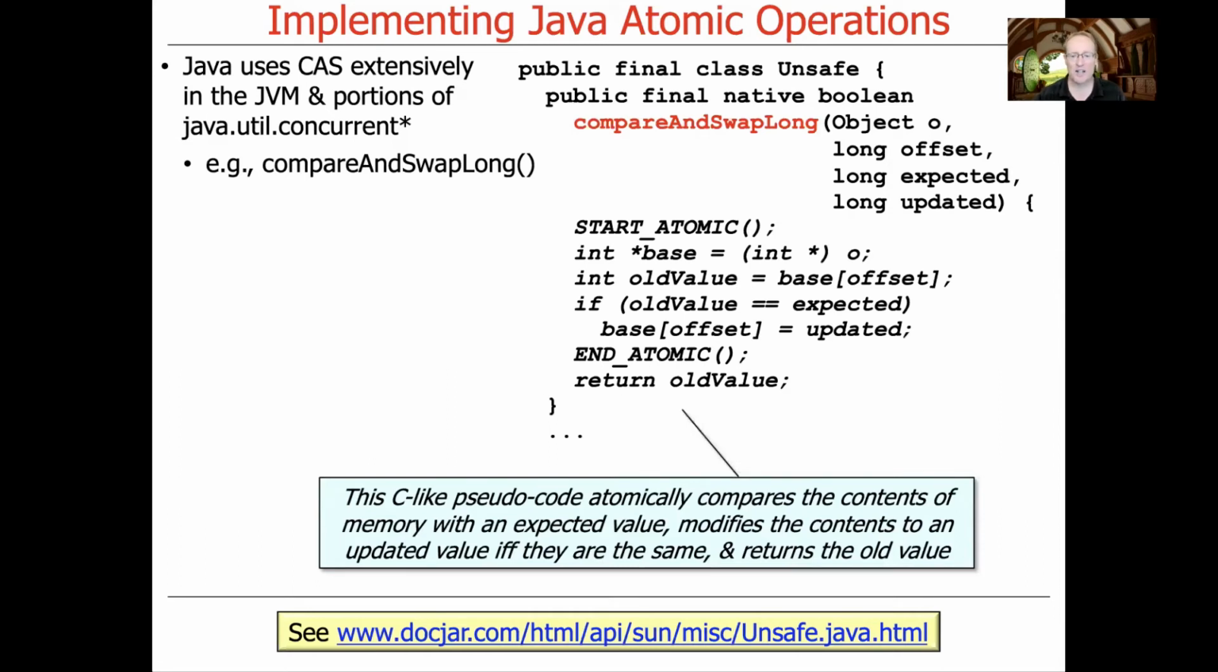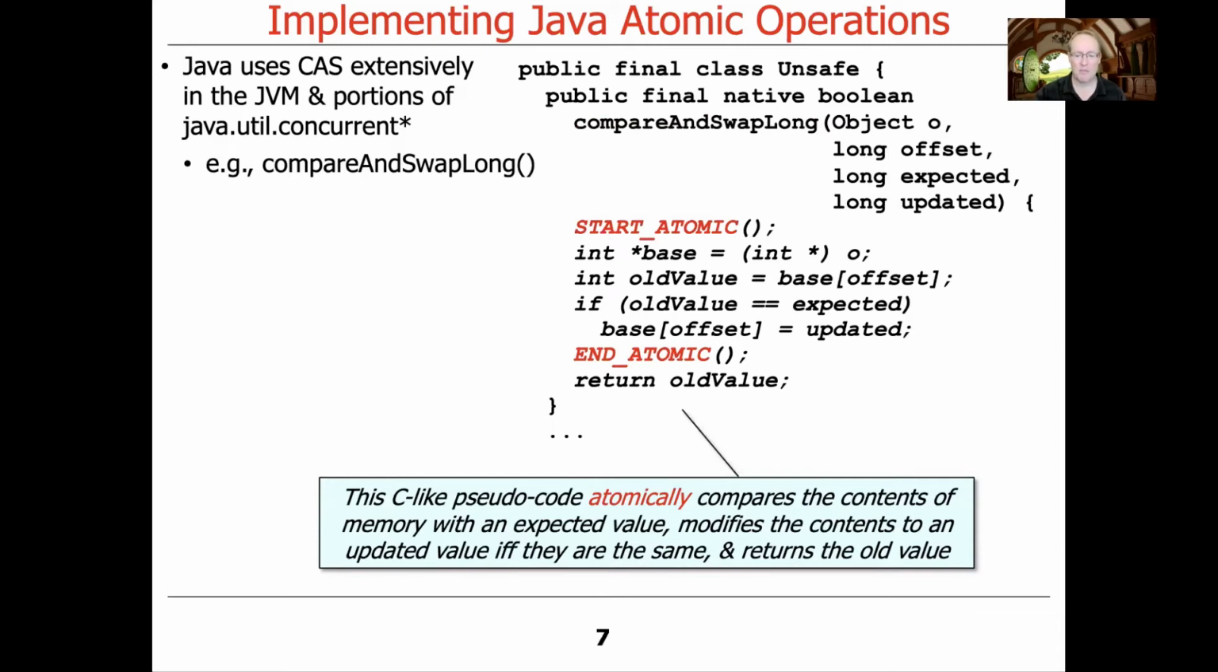And this is what it looks like under the hood. I'm using this kind of C-like pseudocode because in reality, these just map down to hardware instructions. And what this is doing is just what we talked about before. So it's atomically checking to see if some memory location off of some address in memory has a certain expected value. And if it does, and only if it does, it updates that memory location to the updated value and returns the old value. Now, obviously, the code I'm showing you in here is not Java code.